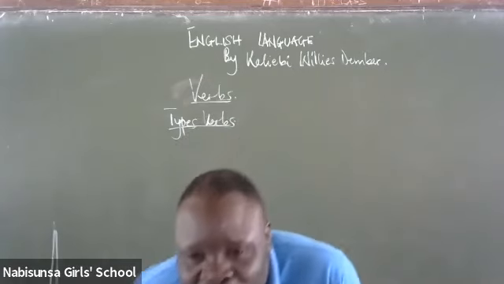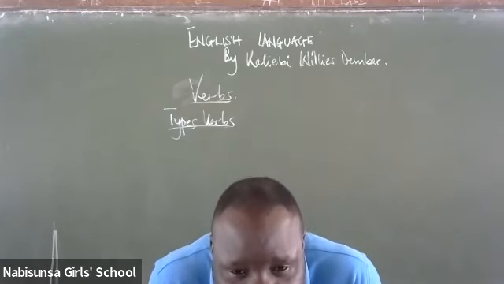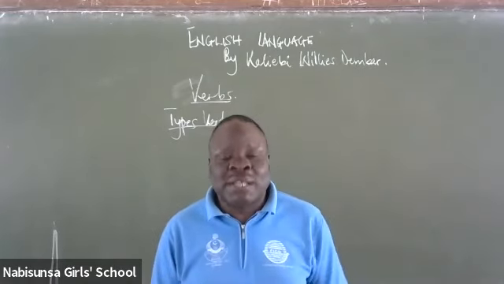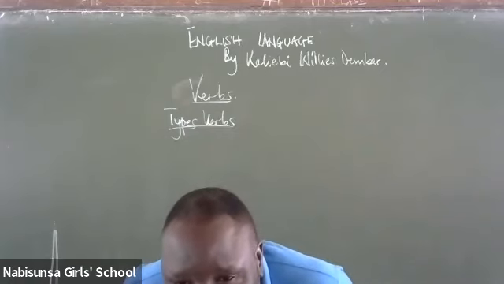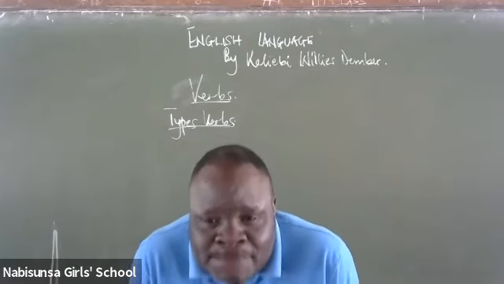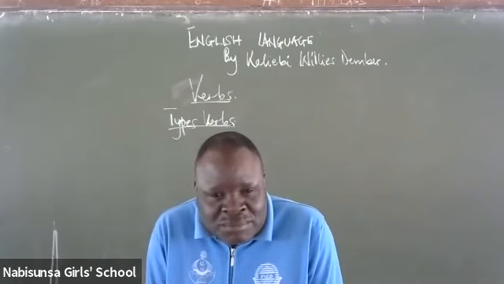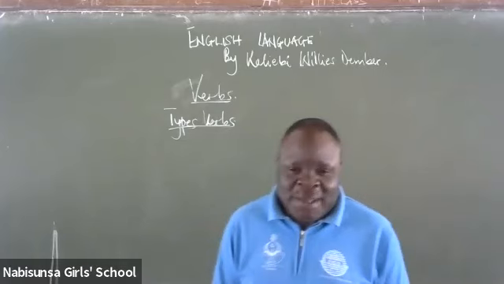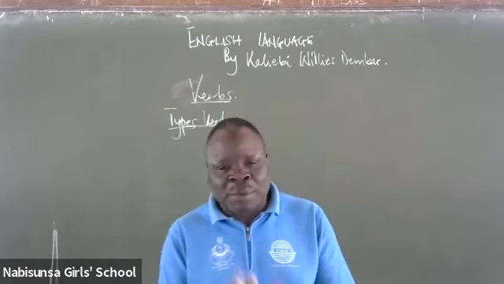Can I have another one also? A verb is a word that expresses an action. The last one? A verb is a word used to describe an action. Describe an action. Okay.